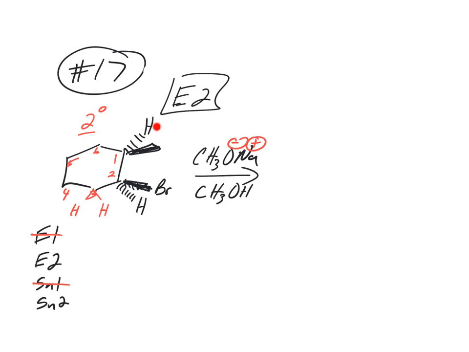And the H and the bromine, this is wedged, that's hatched. That means they're anti-periplanar to each other. They're opposite sides of the ring, right? They got to be on opposite sides of the ring, otherwise they won't react. If they're not opposite, it won't work.